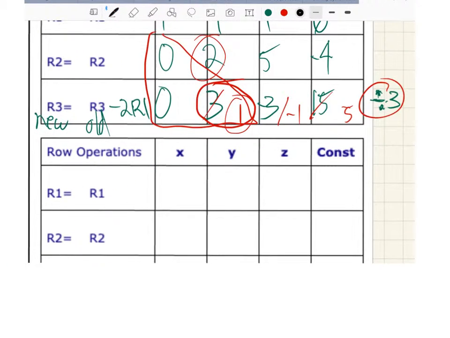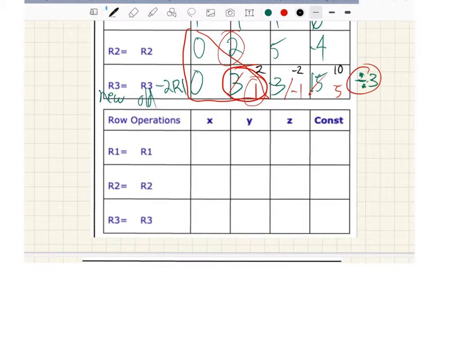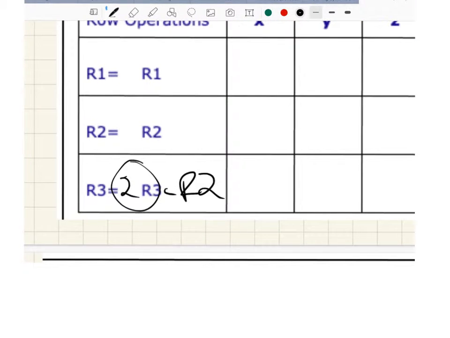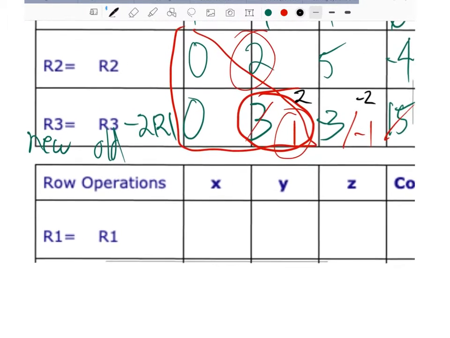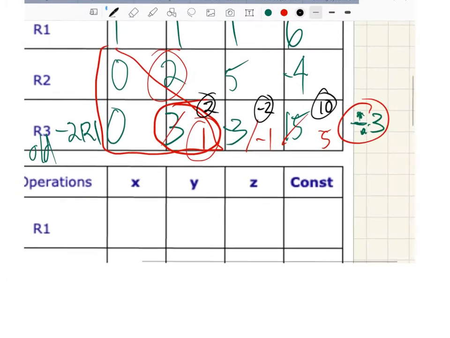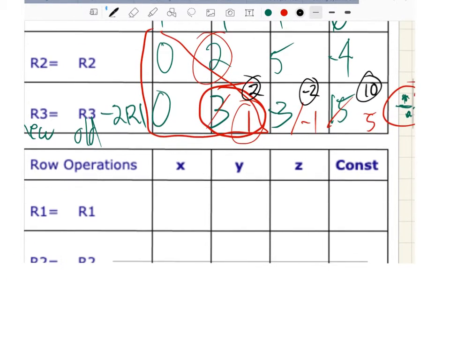So I need to first of all double the third row. So that 1 is going to become 2. That negative 1 is going to be negative 2. That 5 is going to be 10. Okay, so now our new row 3 is going to be double of R3 minus R2. So I'm going to double R3, which I've done right there in black, and take away R2.